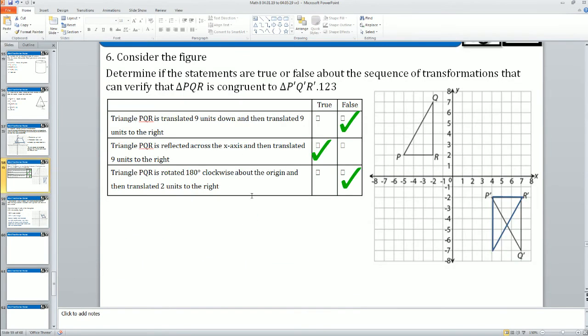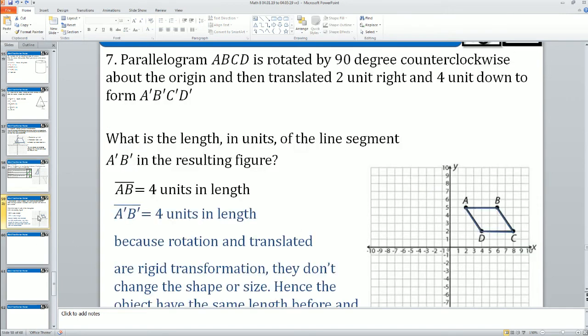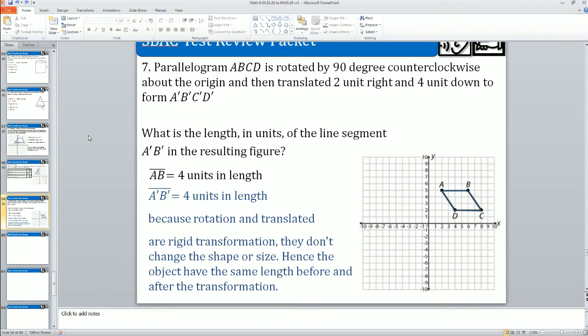Alright, let's go. Let me delete this. Okay, let's do this one. Right, here's your parallelogram. Number 7. The parallelogram ABCD is rotated 90 degrees counterclockwise about the origin, then translated 2 units to the right, then 4 units down to form parallelogram A prime, B prime, C prime, and D prime. What is the length in units of the line segment A prime B prime?